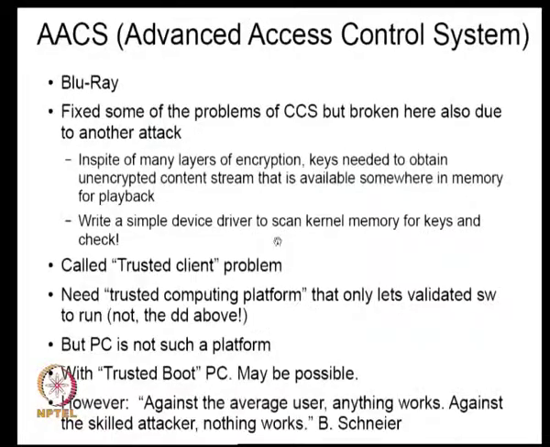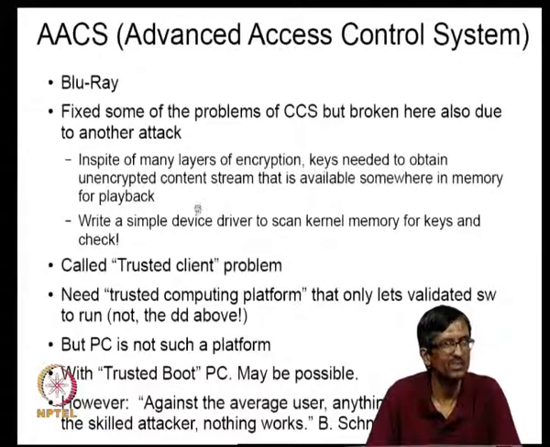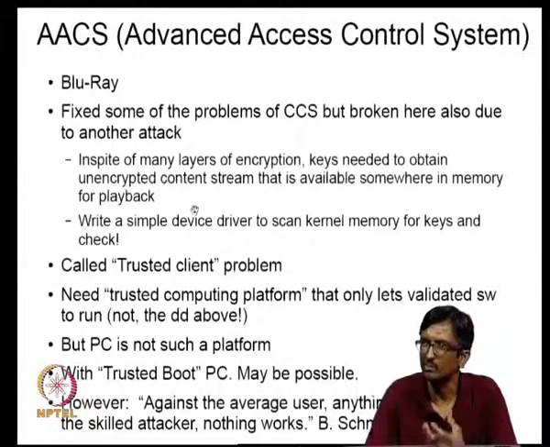Now, based on that particular problem, the Blu-ray people tried to avoid this problem, and they called it advanced access control system. But it turns out this was broken for a slightly different reason, which some of you must already know by now. Basically, whatever you do, however many levels of encryption you do, the keys needed to obtain unencrypted content are available somewhere in memory for playback. Finally, you are using some computer system, even if it is an embedded system, it has memory somewhere.